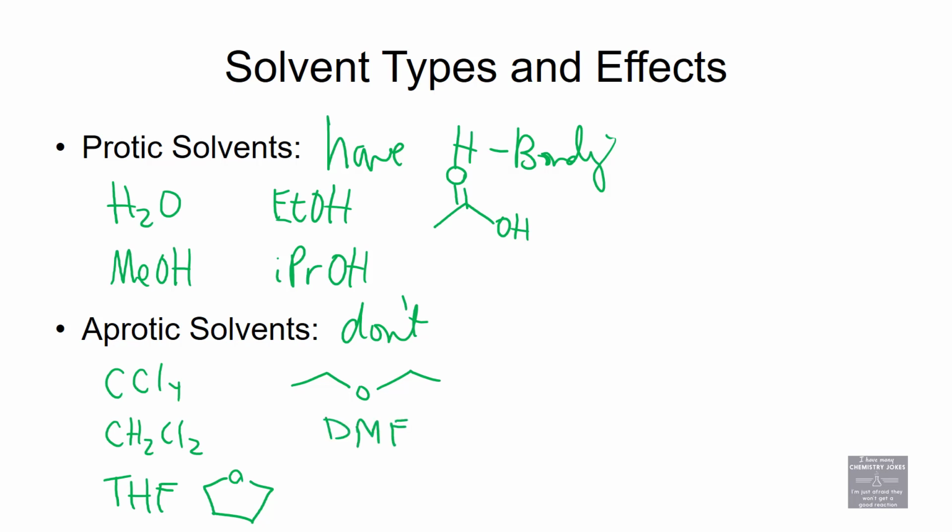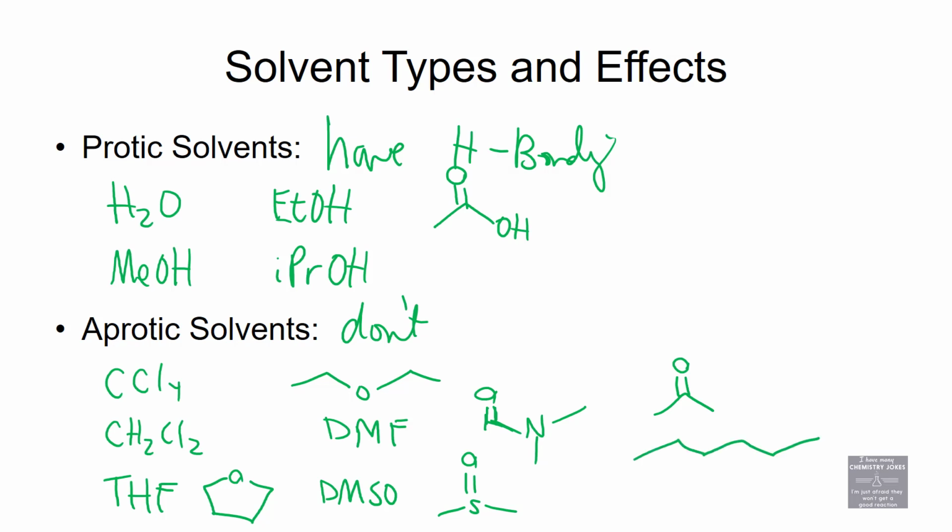DMF, that's N,N-dimethylformamide. That's this crazy thing. N,N-dimethylformamide, DMF. DMSO, dimethyl sulfoxide. Acronyms: THF, DMF, DMSO. Acetone is an aprotic solvent. Hexane is an aprotic solvent. What's different about hexane and carbon tetrachloride, that's that first one, is that those two are both nonpolar aprotic solvents. Generally, in all of this stuff we're doing now, we will see polar aprotic solvents, but those two are nonpolar.